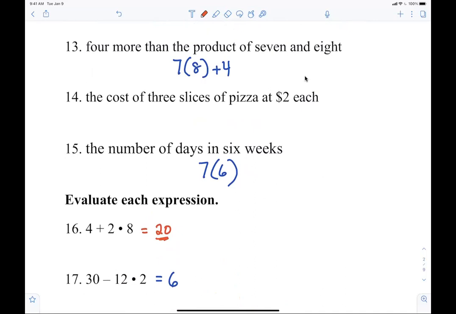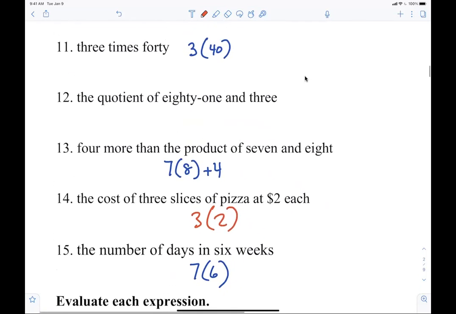Okay, so 3 times 2. Yes, this is the one where they just want you to write it 3 times 2. All right, kind of silly, but. All right, Mackenzie.